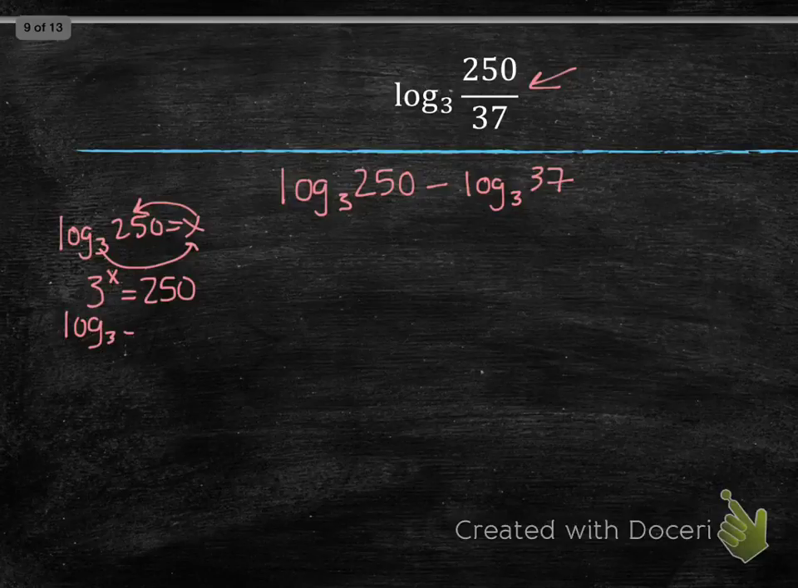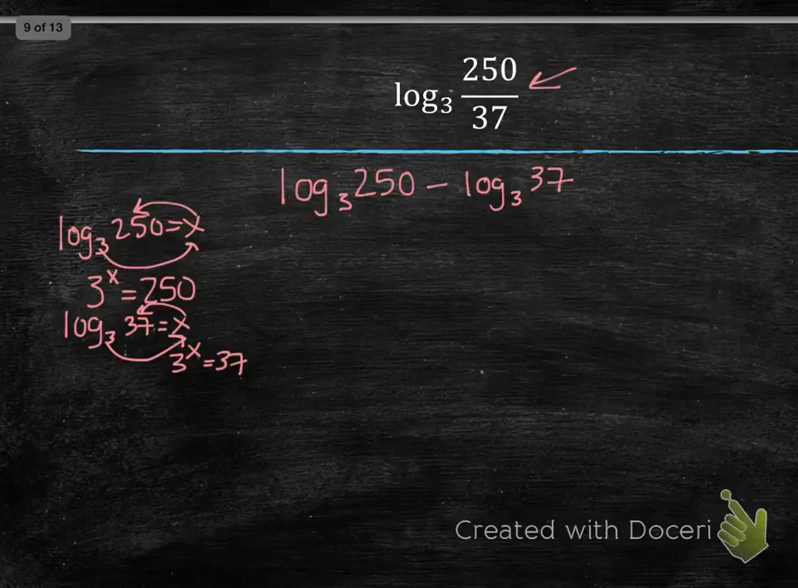My other one is log base 3 of 37. Set it equal to x. I go base power what it's equal to, so 3 to the x is equal to 37. There's nothing when I plug it in for x that's going to get me to that either, so we're just going to leave him like this.